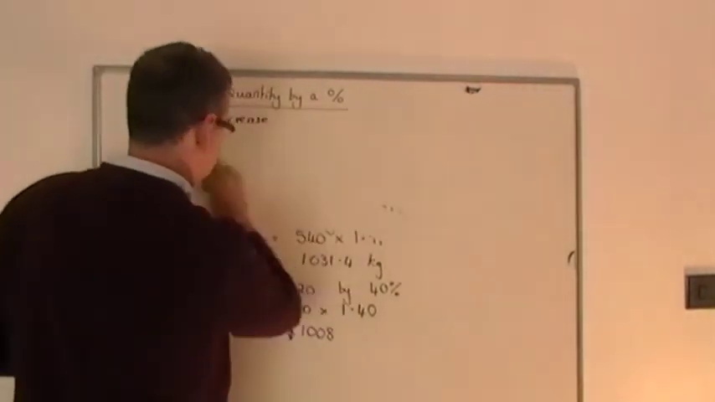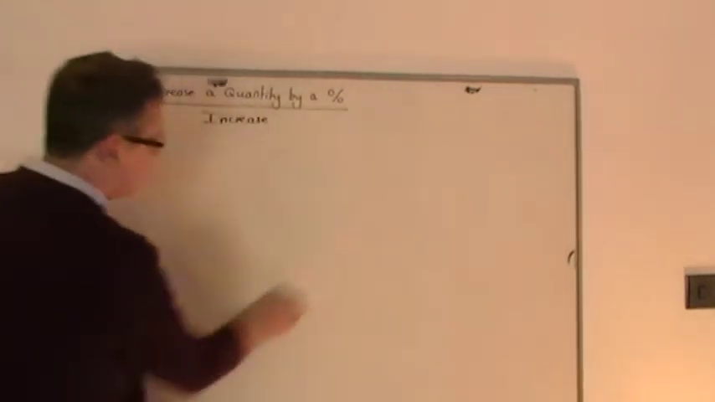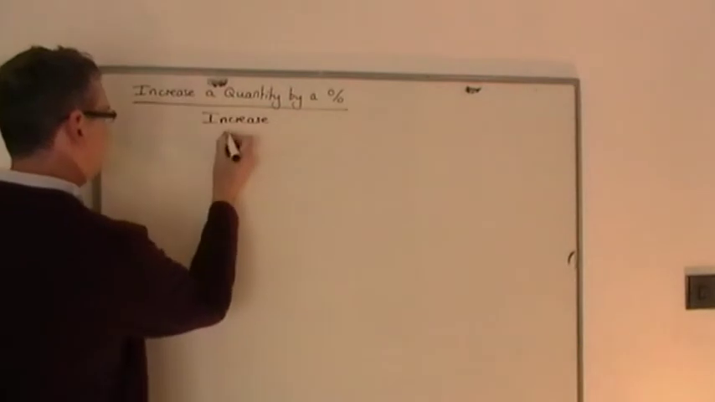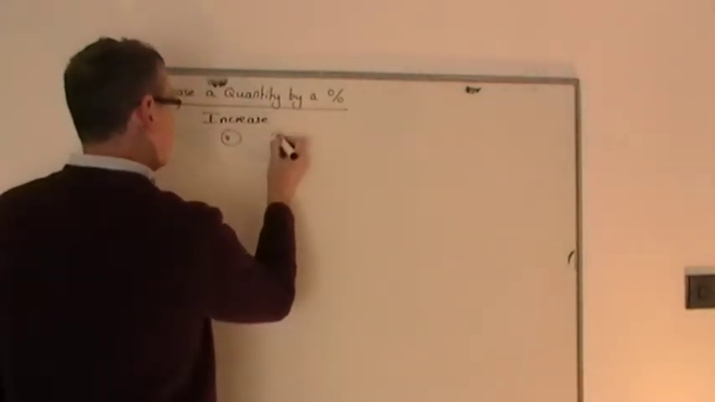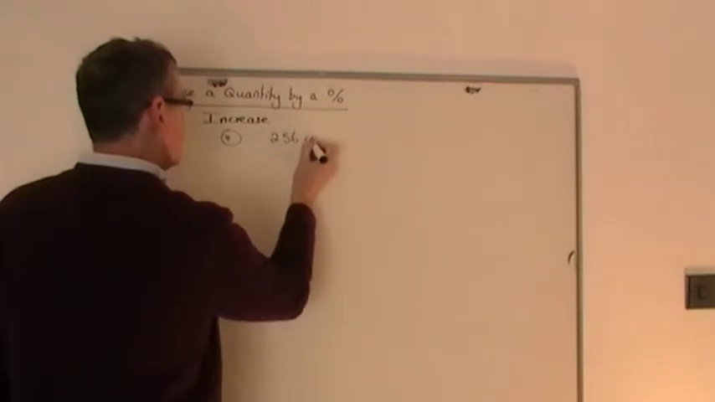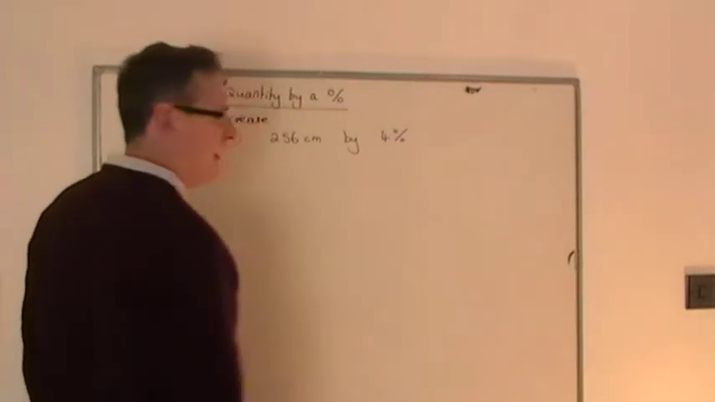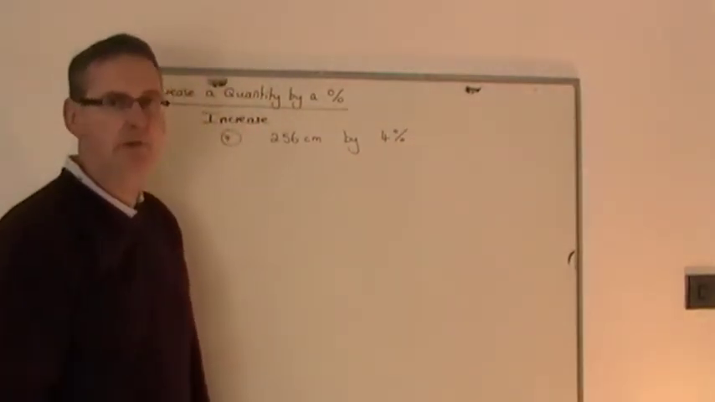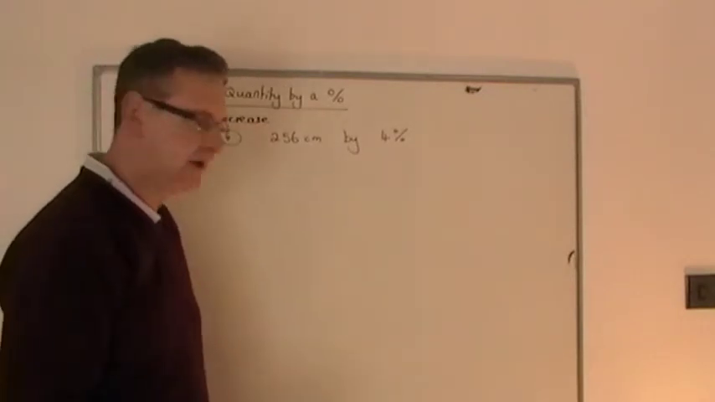So let's have a look at number 4. Here we go. We're going to increase 256 centimetres by 4% this time. Not 40%, 4%. This is where some of the mistakes sometimes occur if you're not quite sure what you're doing.